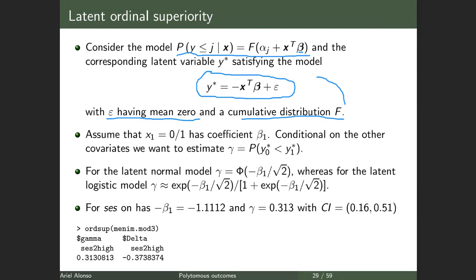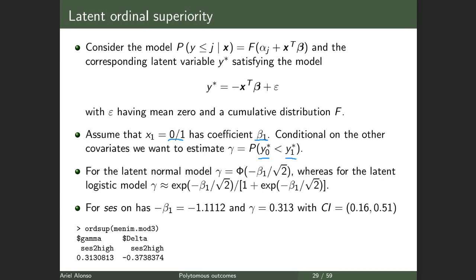Now, suppose that you have a binary covariate. So a covariate that gives you a group, for instance, it can be a treatment covariate, or it can be gender. Suppose that you have a covariate X1 that takes only two values, 0 or 1, and suppose that this covariate has certain coefficient we're going to call beta 1. Now, conditional on all the other covariates, suppose that you want to estimate the probability that y asterisk 0 is going to be smaller than y asterisk 1.